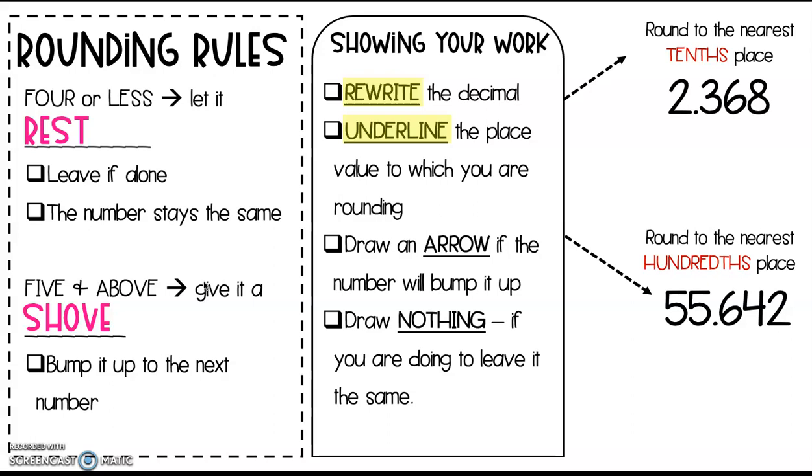If it's a 5 or above, if I'm going to give it a shove, I'm going to draw an arrow to remind myself that I'm going to bump that up. If it's 4 or less, I'm going to draw nothing. I'm going to leave it alone because that number is going to stay exactly the same. Okay, so let's test it out.